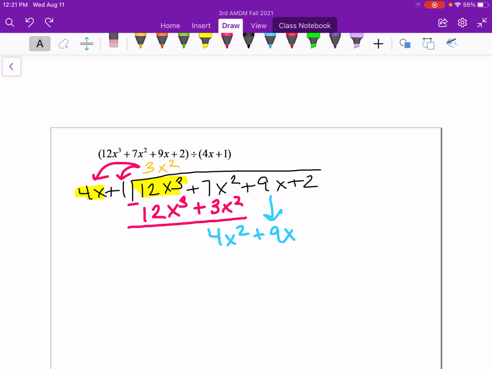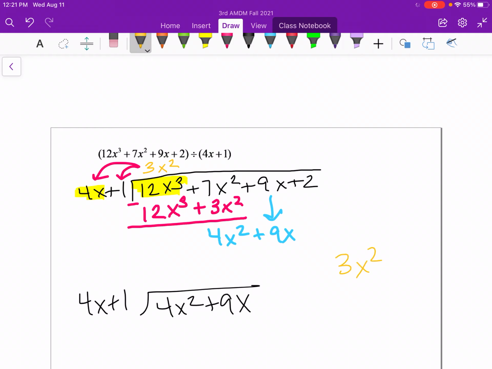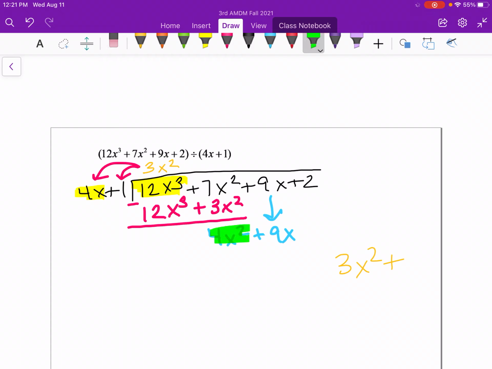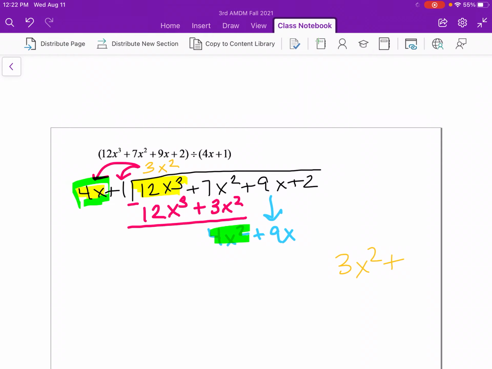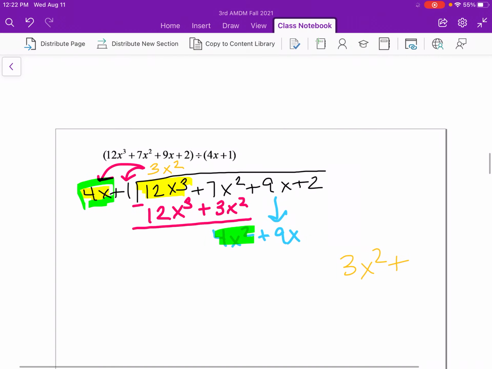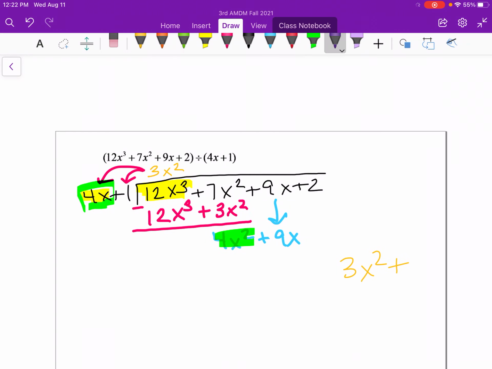We're left with 4x plus 1 divided by 4x squared plus 9x, right? And our answer so far is 3x squared plus something. If this next part is confusing, you could rewrite it like this and just start the whole process over. But I'm going to keep going this way, because I'm pretty sure you've seen it this way before. I'm going to take 4x squared and divide it by this 4x. So 4x squared divided by 4x is x. So I have plus x up top.